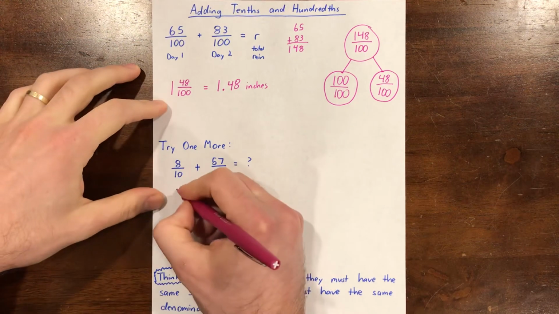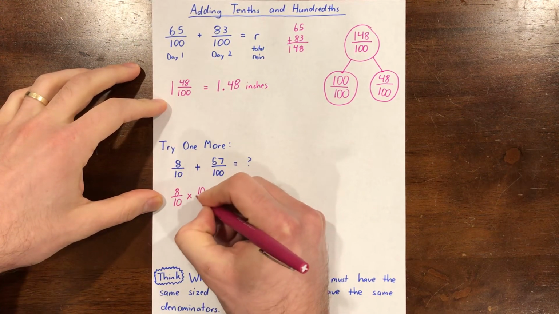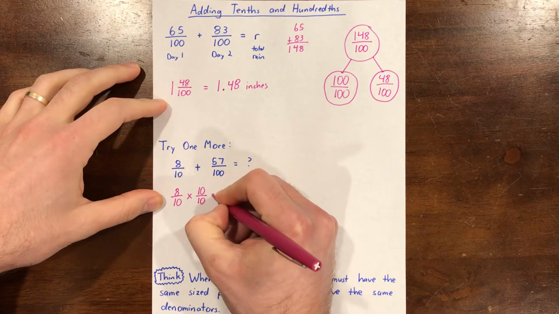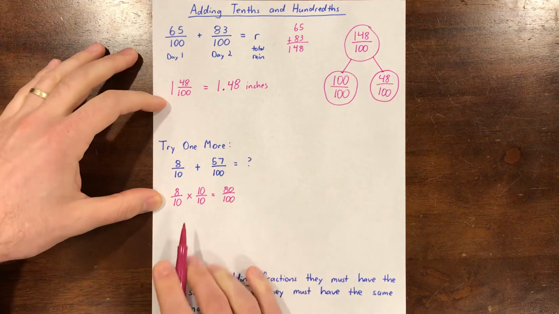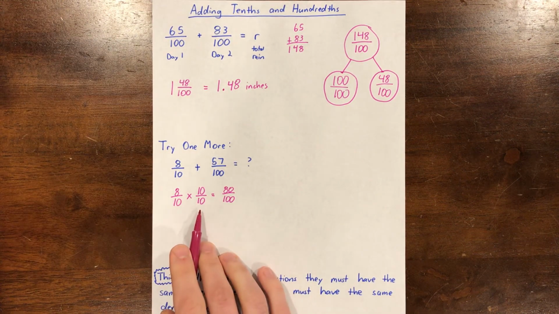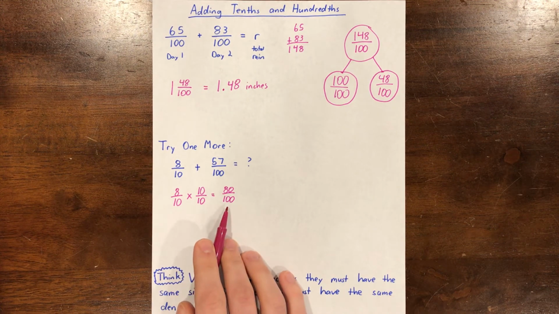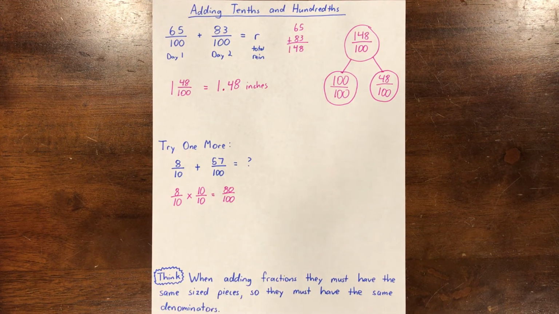Yeah, you probably take 8 tenths and multiply it by 10 over 10, giving us 80 hundredths. Because if you multiply this fraction by 10 tenths, or 10 over 10, you're going to get an equivalent fraction that has a denominator of 100, which is the same denominator as the other fraction that we're working with. And we know we can multiply the numerator and denominator of a fraction by the same number, and that will give us an equivalent fraction.